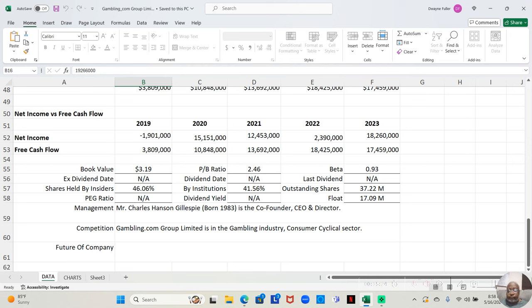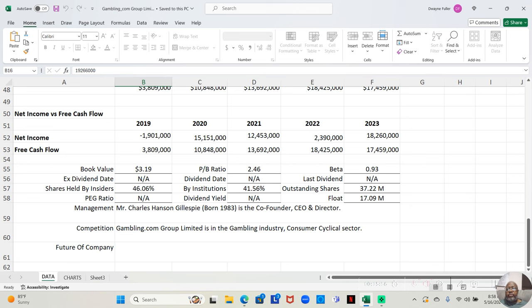Beta, 0.93. Beta is how volatile the stock is. The general market moves at a beta of about 1. So if your stock is under 1 in beta, it's less volatile than the market. If it's more than 1, it's more volatile than the market. This company currently is slightly less volatile than the market.